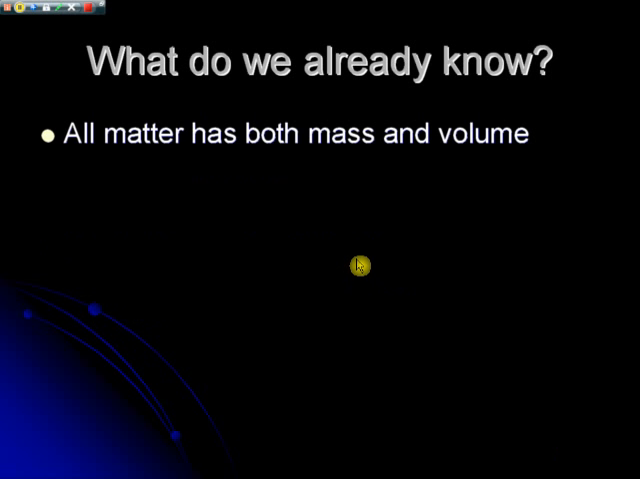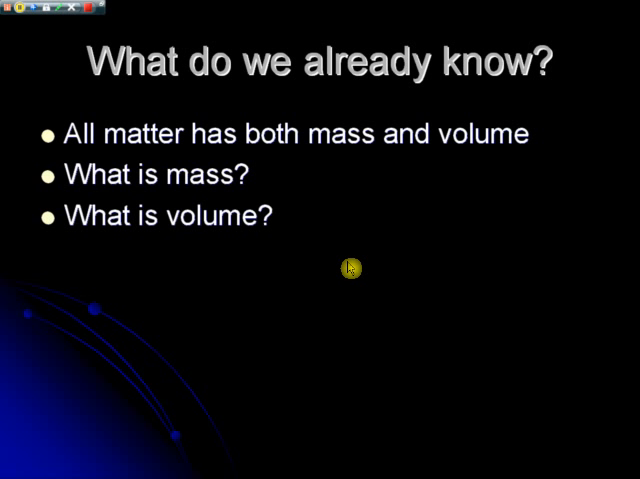Now, let's review what we already know. We already know that matter has both mass and volume. All matter has both mass and volume. Again, what is mass? And what is volume? Mass is the amount of stuff that something is made of. Volume is the amount of space that something occupies.